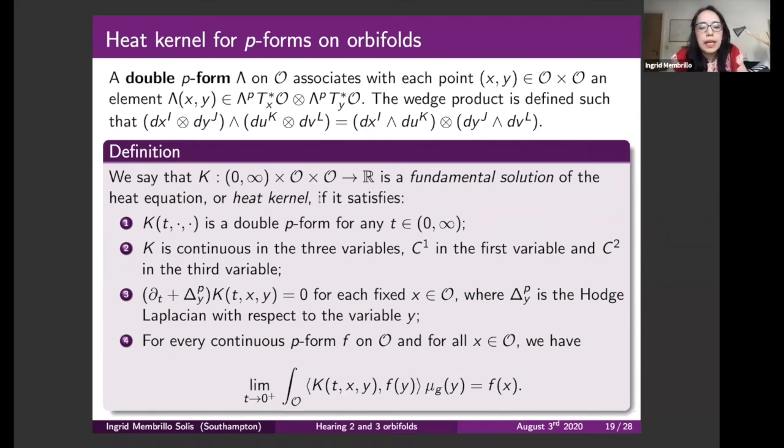So we will say that K is a heat kernel, or fundamental solution of the heat equation, if it satisfies the following conditions. So K is a double P-form for any t in the open interval (0, infinity). K is continuous in the three variables, C1 in the first variable and C2 in the third variable. It also satisfies this equation for each x in the orbifold, where delta sub y is the Hodge Laplacian with respect to the variable y. And for every continuous P-form, we also have the convergence of this limit.